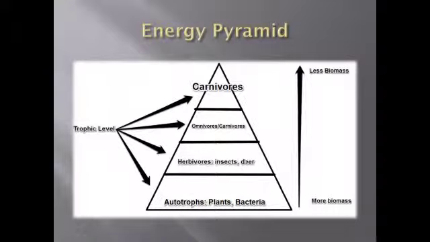One step above that, you have herbivores. Herbivores are the plant eaters, like I've said before. But why we call this a pyramid is if you look at the pyramid, there are more autotrophs than there are herbivores.